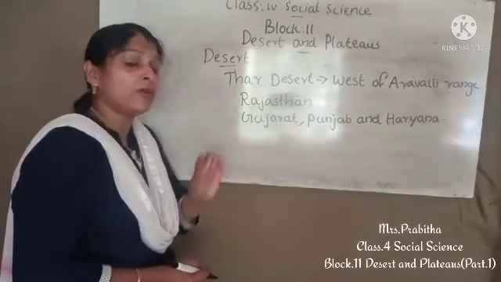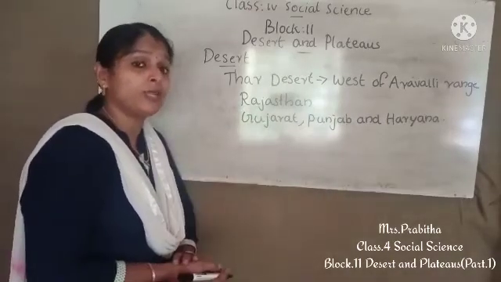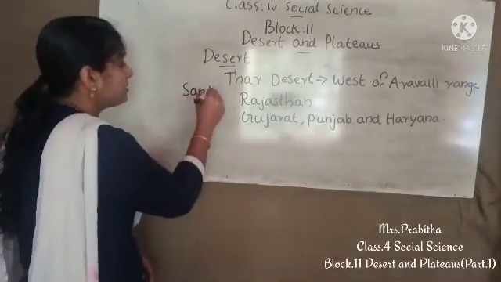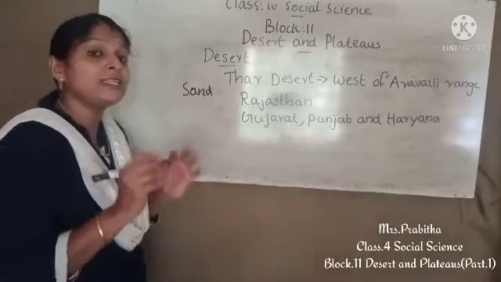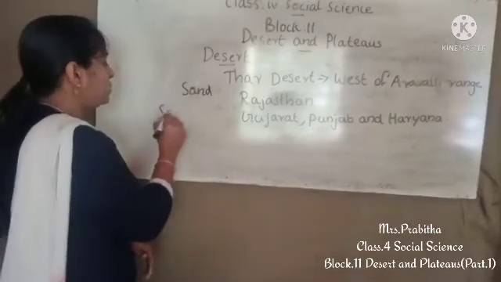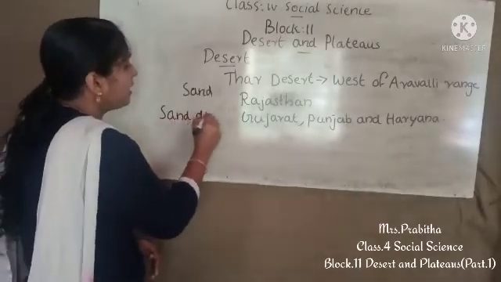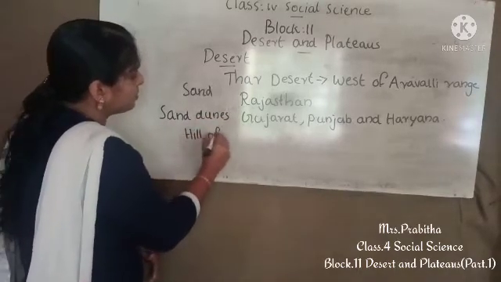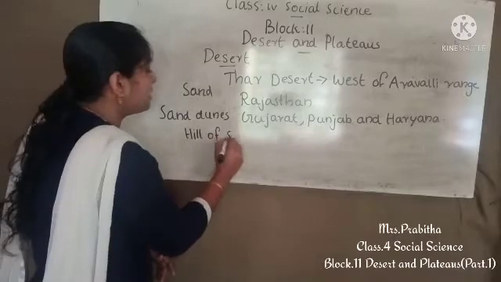Which type of soil can be found in desert? Yes, we know sand. Mainly it is covered by sand. So we can find sand dunes here. Sand dunes are the hills of sand. Hill of sand is called sand dunes.